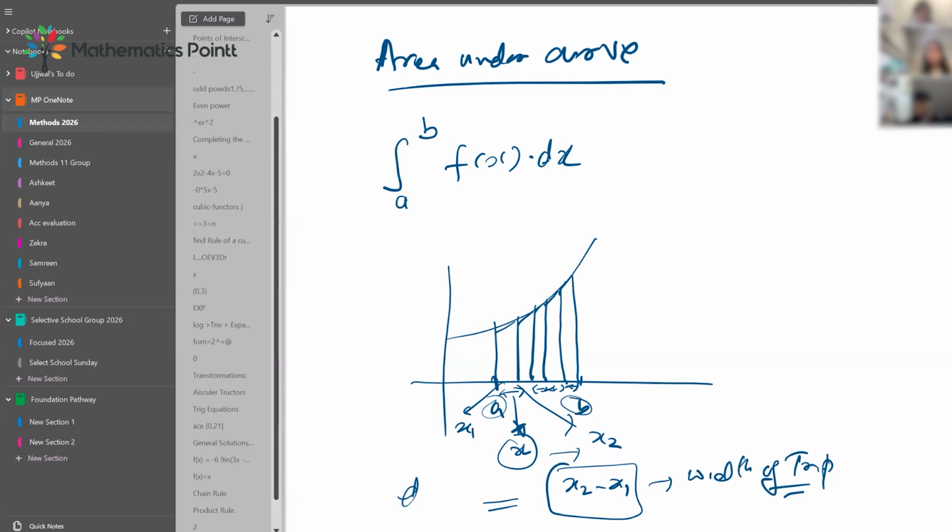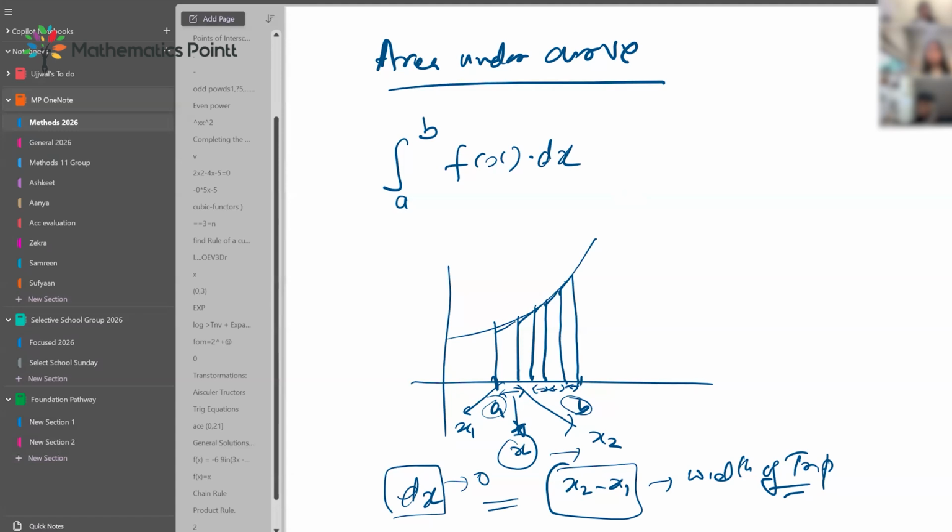I will call this dx. Delta x, change in x. That is what I'm calling. So in the world of calculus, you don't write x2 minus x1, you say dx. Dx means change in x, right? So if this dx is so small that it is almost zero, approaching zero, that means I can create infinite rectangles between A and B. Yes or no? Because the width is decreased.